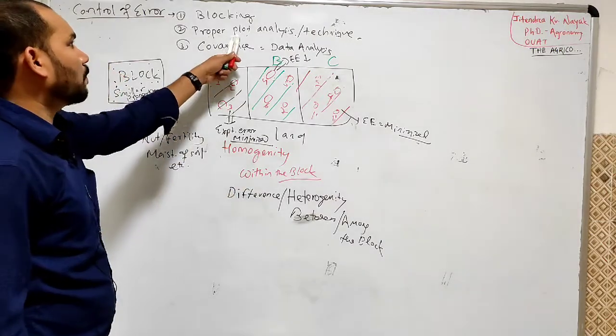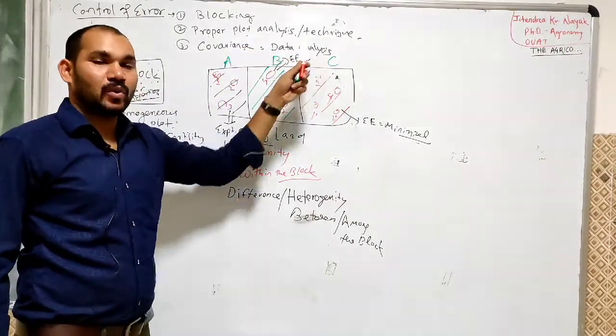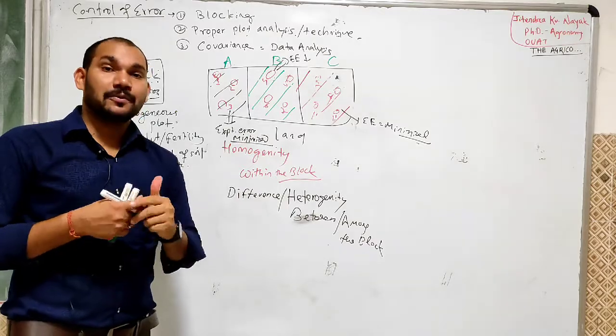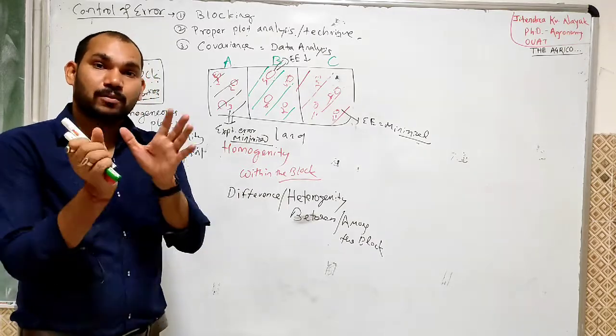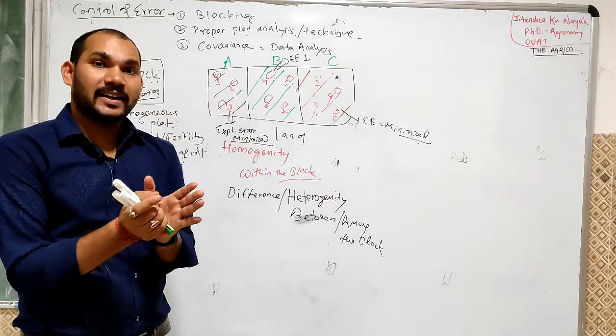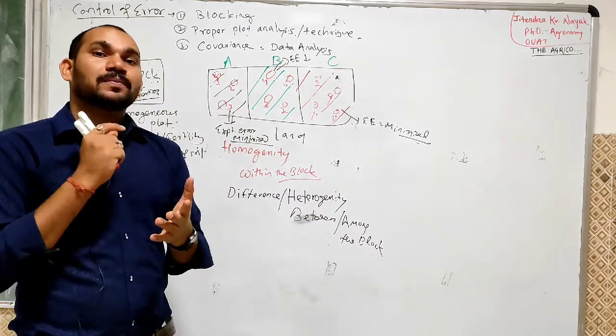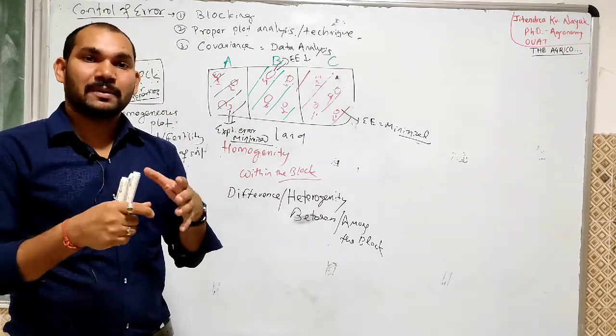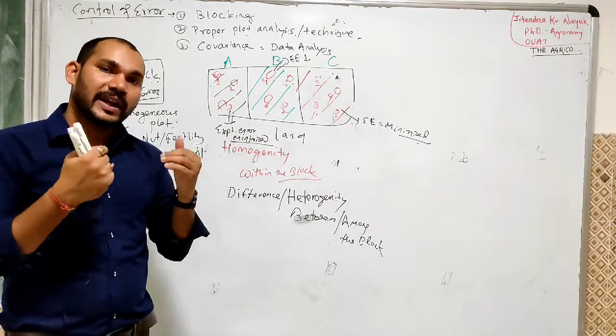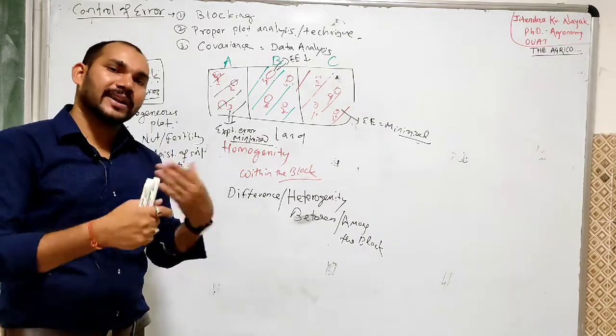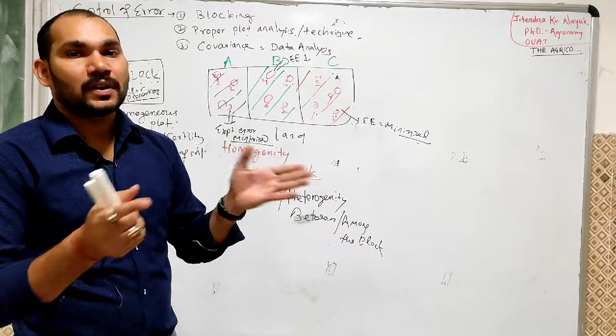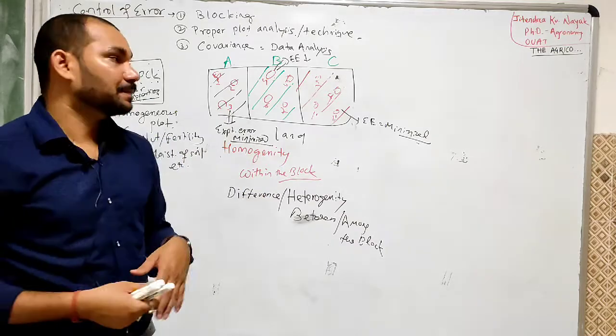So the next one is proper plot technique. Obviously, we should have enough information about the plot, about the land, and its properties. What are the properties of the land? We should get that information, and accordingly we will go for the allocation of the treatment.